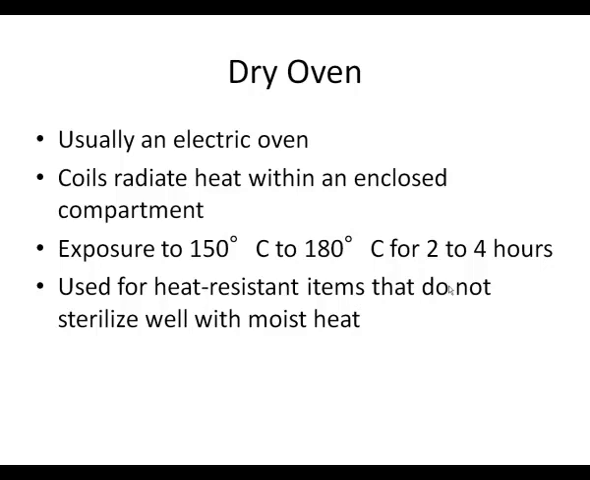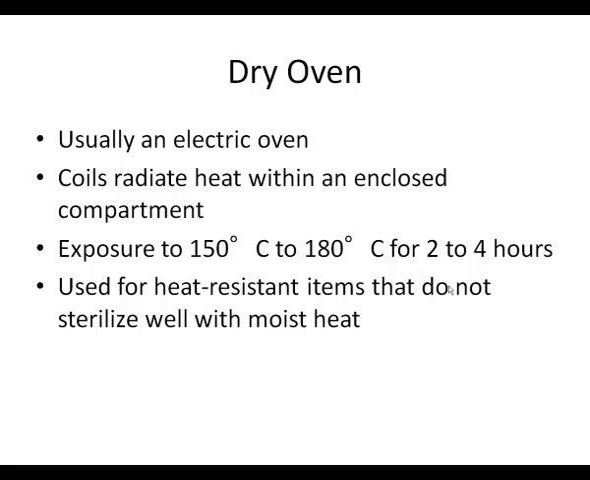You can use a dry oven, just like the oven that you have in your house, to achieve sterilization. Basically, you're superheating the air. You're going to bring that air to 150 to 180 degrees centigrade, which is roughly 300 to 350 degrees Fahrenheit, and you're going to hold it there for 2 to 4 hours. Essentially, this is going to be a good source for heat-resistant items, but can be destroyed by water.